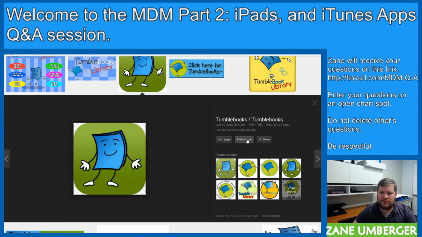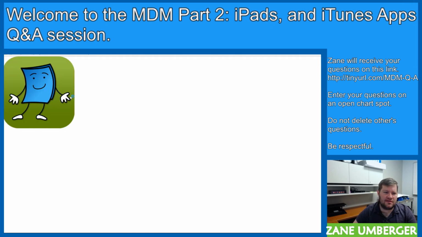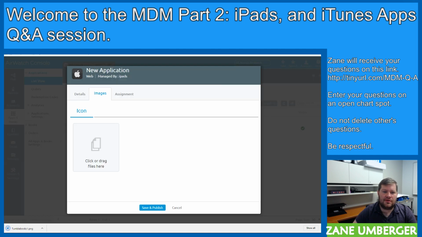So I'm going to go ahead and click View Image. I'm going to save this to the computer. Right, I'll just put it right on the desktop. Come back up to Applications. Go ahead, click. Go back and find where you put it, which I put it on the desktop. And it's right here. Click Open. There we go. We've got the Tumblebooks one.